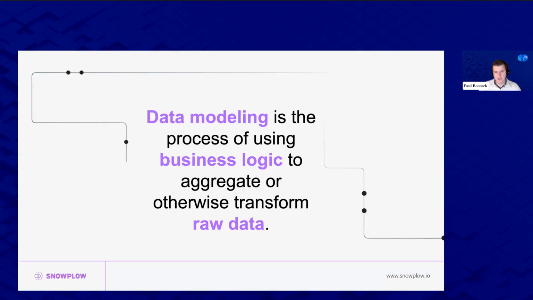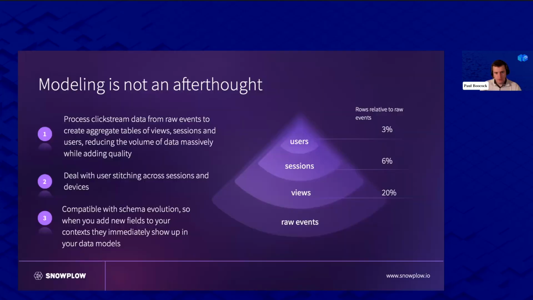So we have this concept of data modeling, which fundamentally is a process of, I'll just read from the slide, using business logic, so logic that's specific to your company or your domain, to aggregate and transform that raw data that's coming out of those various trackers that you've collected. So really for Snowplow, we don't think anyone should be querying the raw events table. There will definitely be some use cases for it, but that raw events table is massive for starters in many use cases.